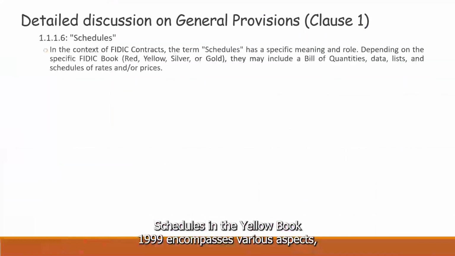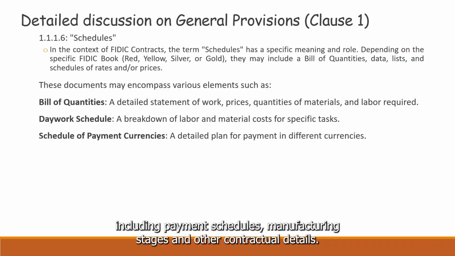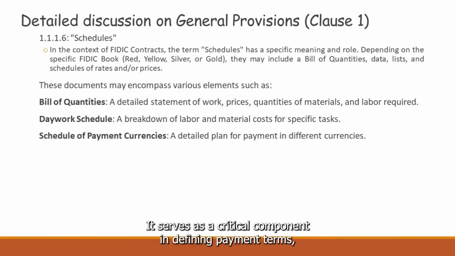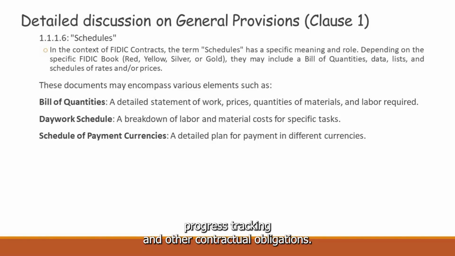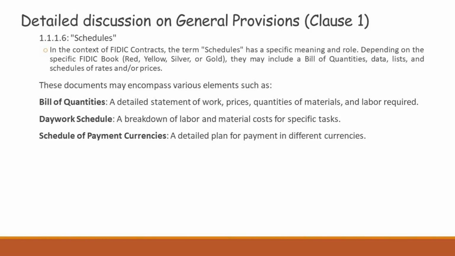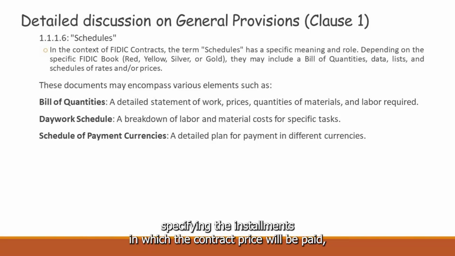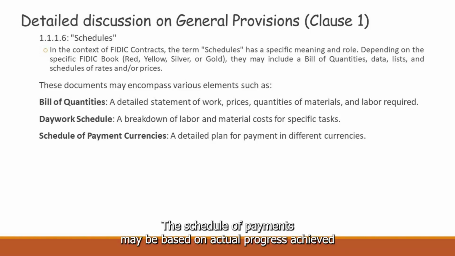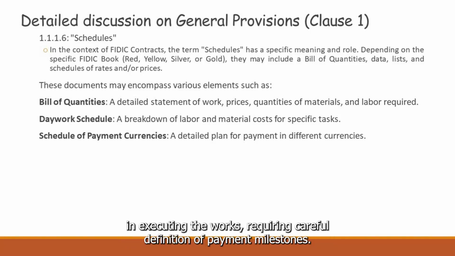Schedules, in the Yellow Book 1999, encompass various aspects, including payment schedules, manufacturing stages, and other contractual details. It serves as a critical component in defining payment terms, progress tracking, and other contractual obligations. The general conditions contain provisions for interim payments to the contractor, which may be based on a schedule of payments. If the contract includes a schedule of payments specifying the installments in which the contract price will be paid, certain conditions are outlined in the Yellow Book. The schedule of payments may be based on actual progress achieved in executing the works, requiring careful definition of payment milestones.